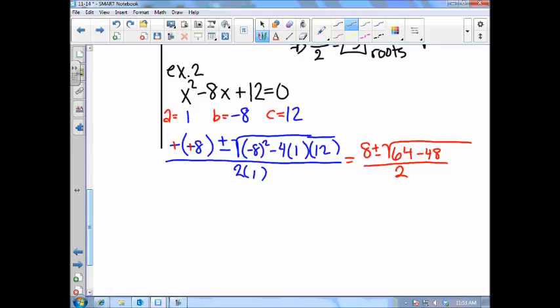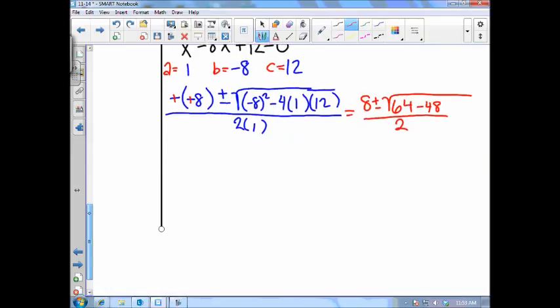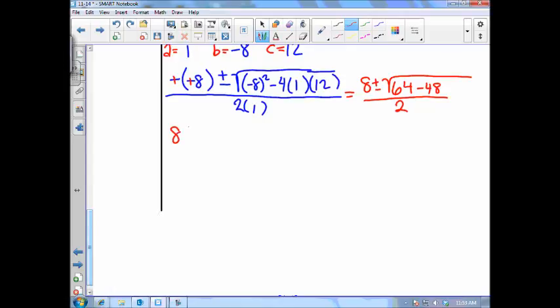Okay. Now we have to go and simplify that discriminant. The discriminant is the answer underneath the square root. 64 minus 48. We can do that without a calculator too. Break it down. What's 64 minus 40? 64 minus 40 is 24. Subtract another 8, because we're subtracting 48. 24 minus 48 is, there you go, 16 over 2.